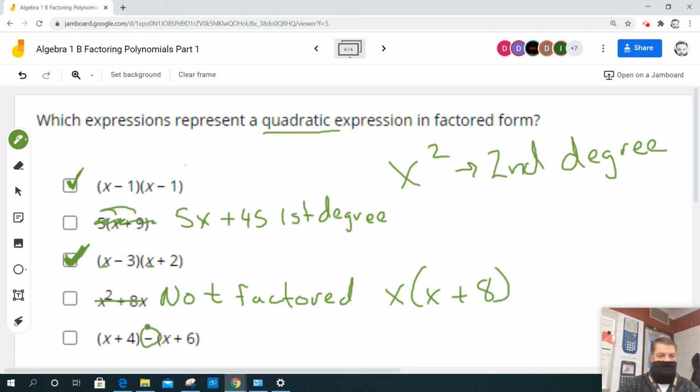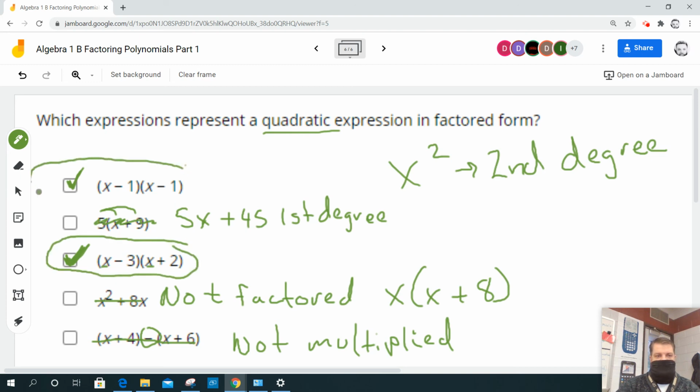And this one is not multiplied. Factors are multiplied. If I just add that up, it's just going to be 2x, not x squared. So this one doesn't work either. So my answer is this one, and my answer is this one.